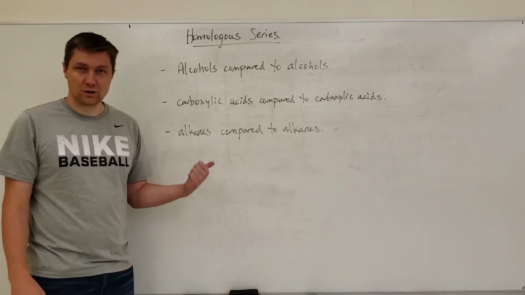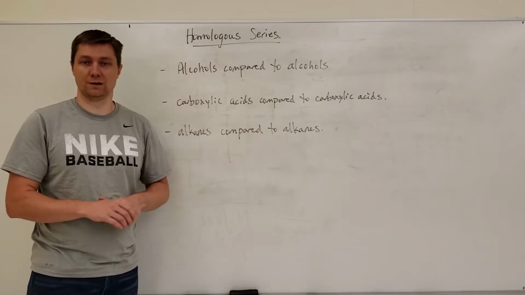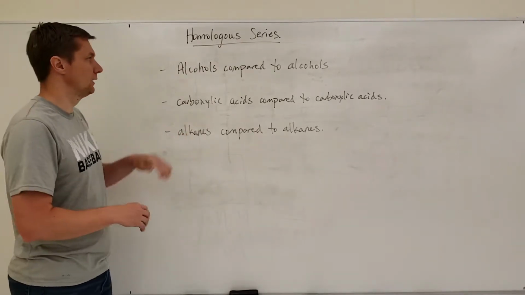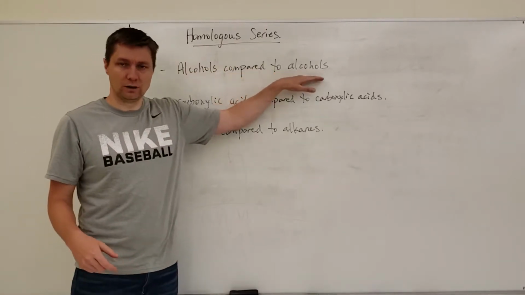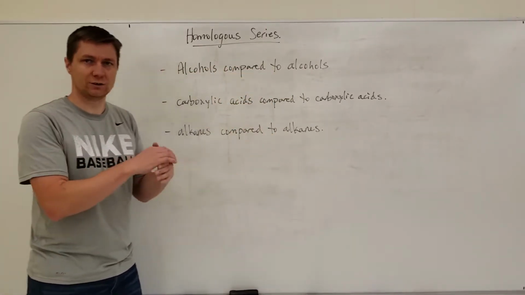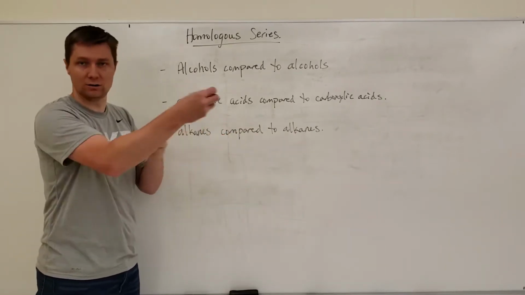Another term that you need to know in the organic unit is this concept of homologous series. And all this means is that if I'm comparing alcohol A to alcohol B, but they're different molecules, that's still considered what we say a homologous series. You're comparing alcohols to alcohols.